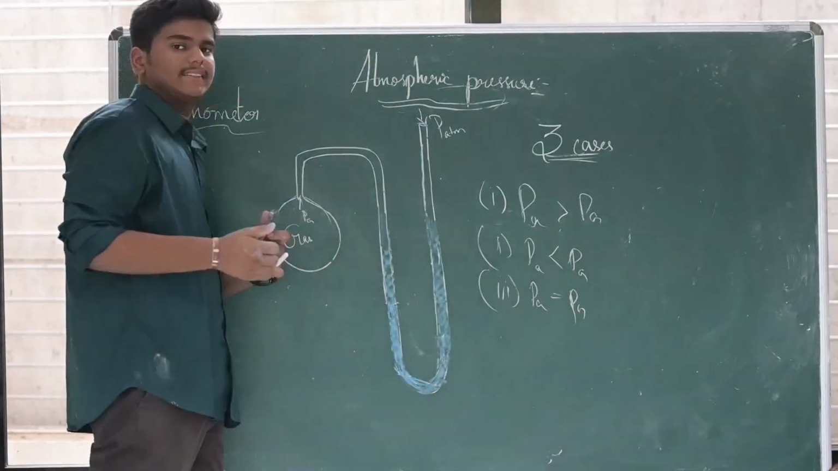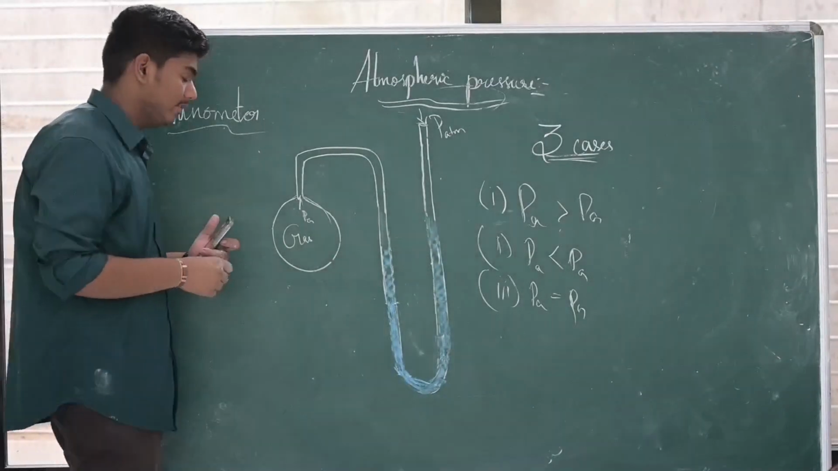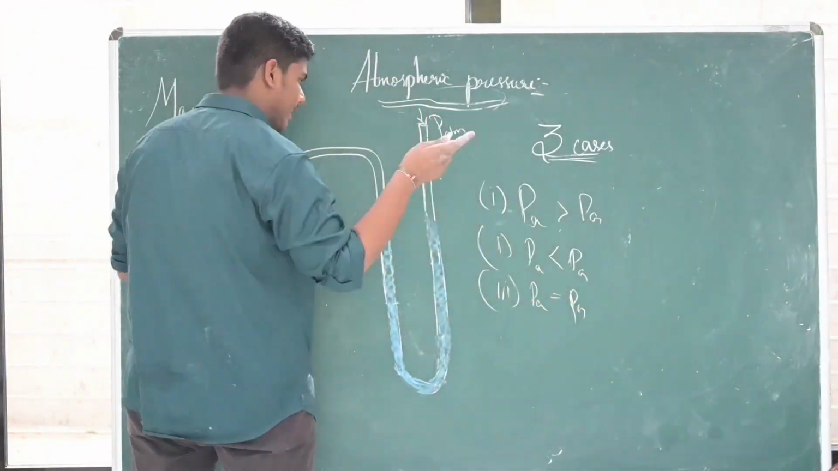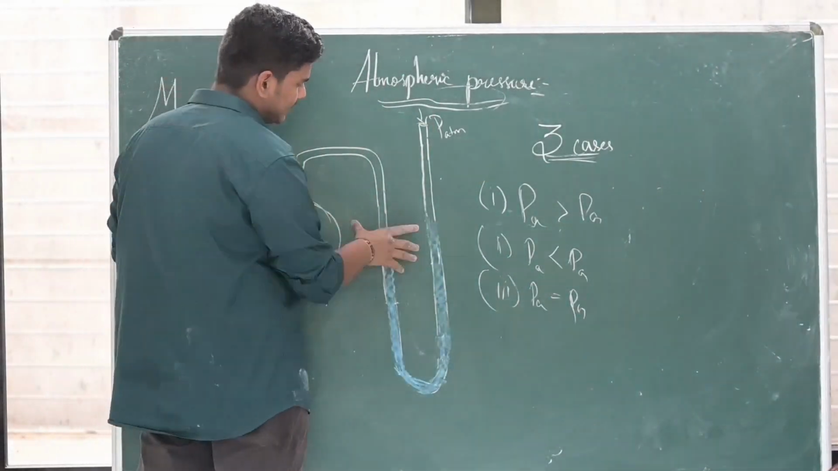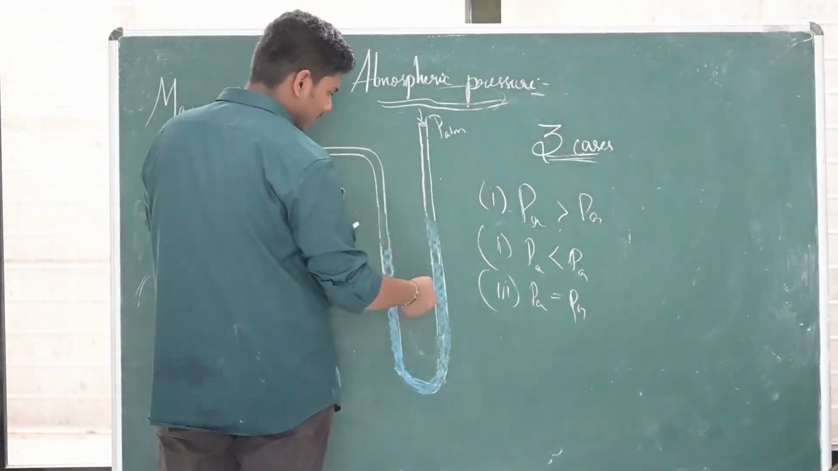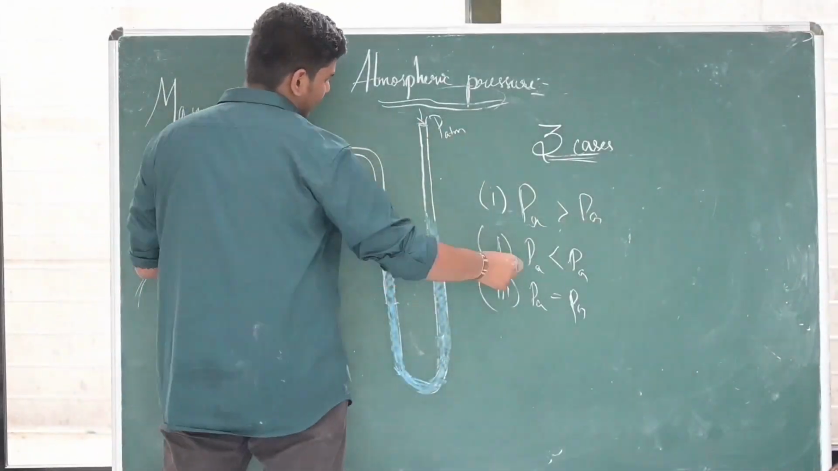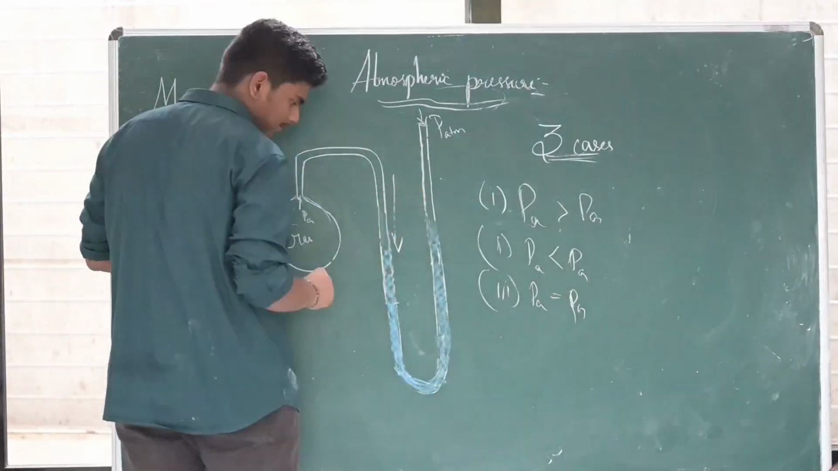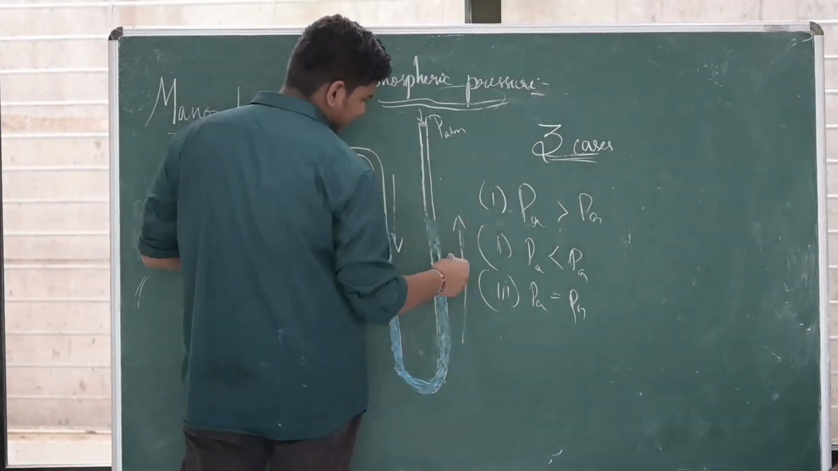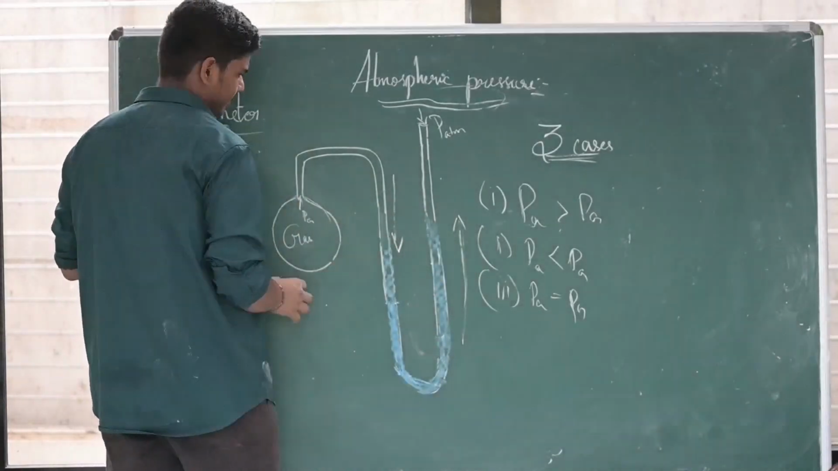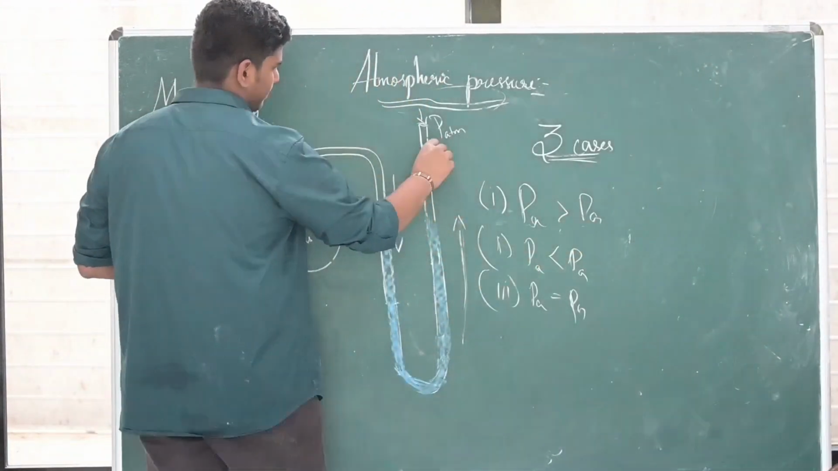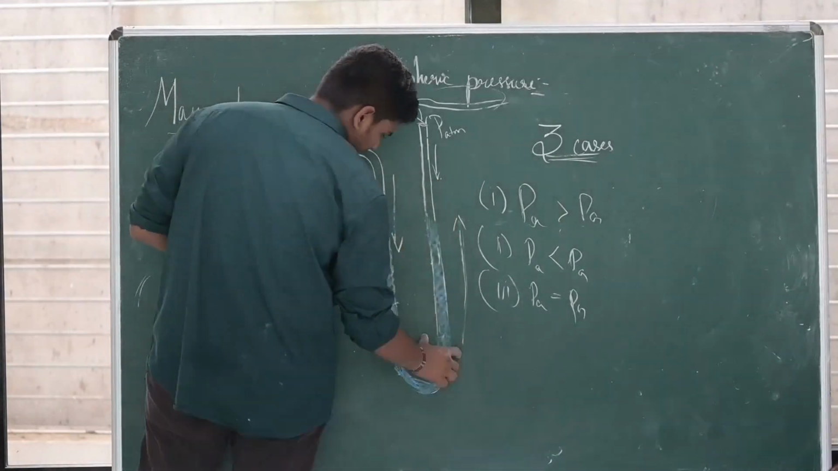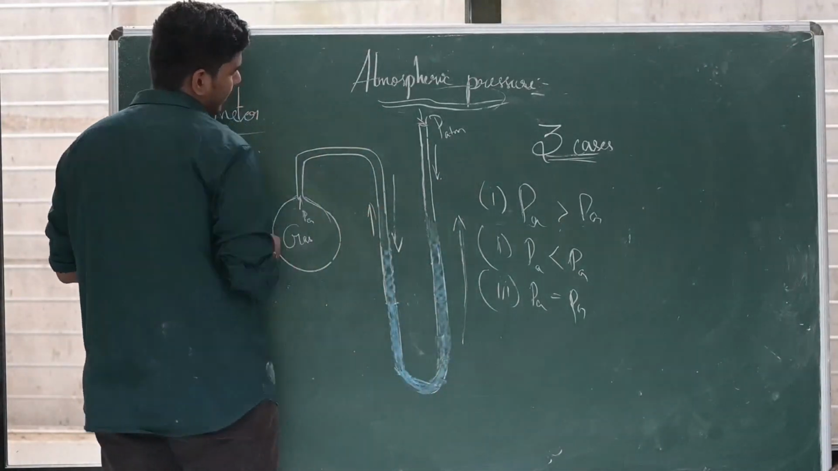Now in the tube case, we have seen the experiment of the tube. When PA is equal to PG, what will happen? The liquid column will stay at the same height. When PA is less than PG, the PG would push the fluid, which will create an increment of height in the right side. And when PA is greater than PG, PA would push and PG would be less, so the fluid pushed by PA will have an increment in height in the left side.